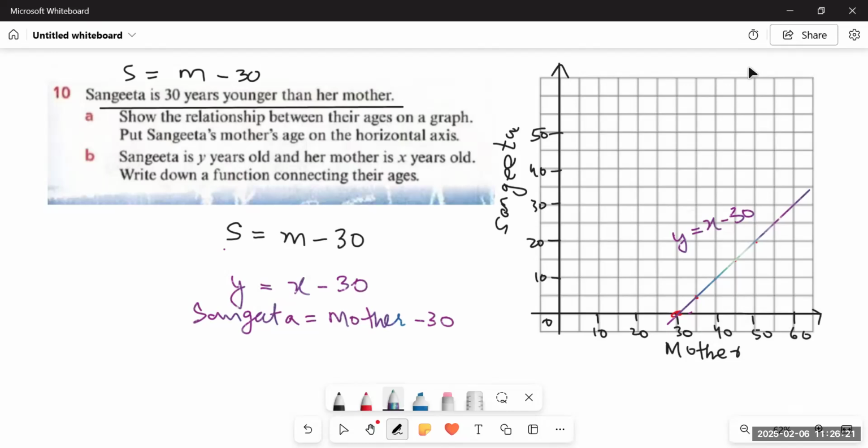And since they are saying Sangeeta is Y years old, we supposed Sangeeta as Y and her mother is X years old. So we supposed mother as X, and the equation would be Y is equals to X minus 30. That's it.